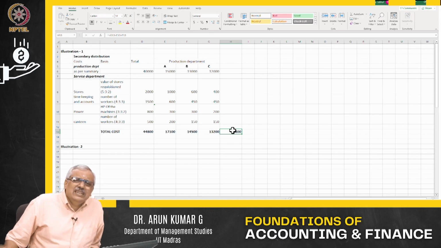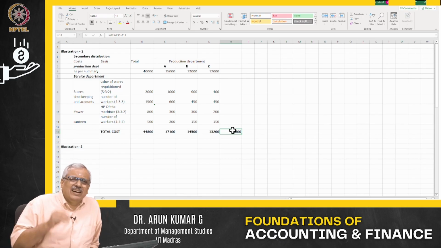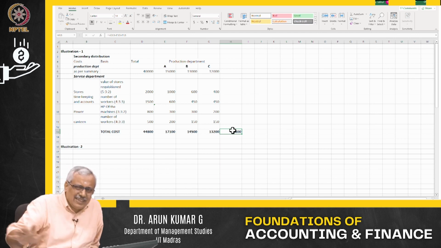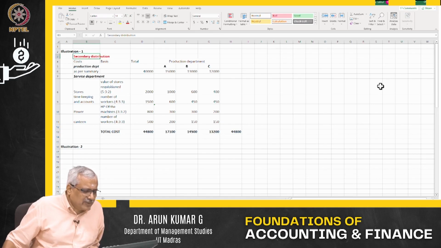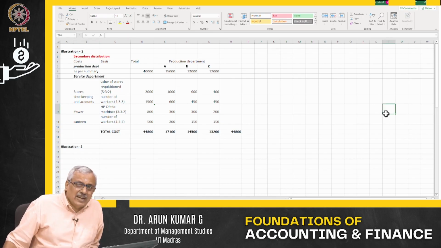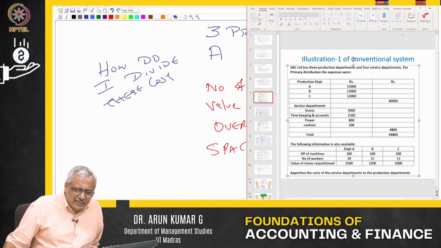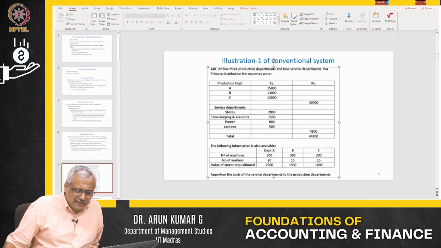So what did we do? A simple secondary allocation on some basis. On some basis we directly took it and directly allocated it. That is what we call a secondary distribution. I am going to highlight it in red. We have not done any primary. We will do the primary and the secondary as we go to the next illustration.